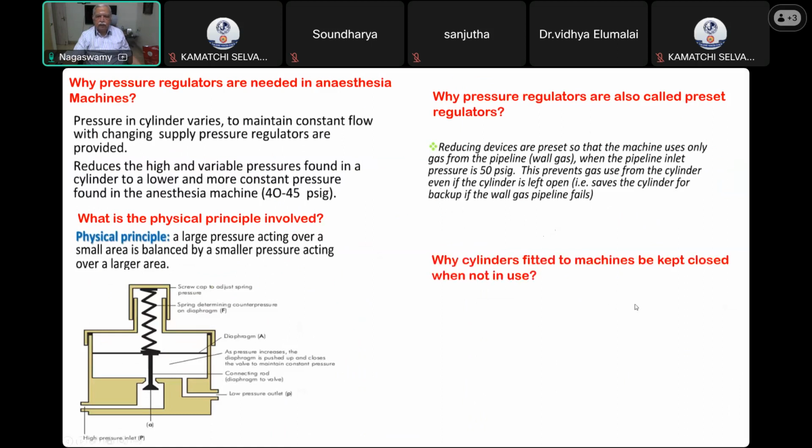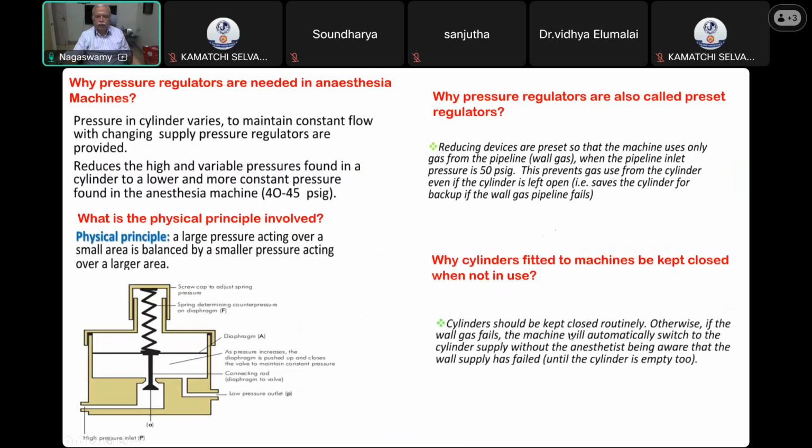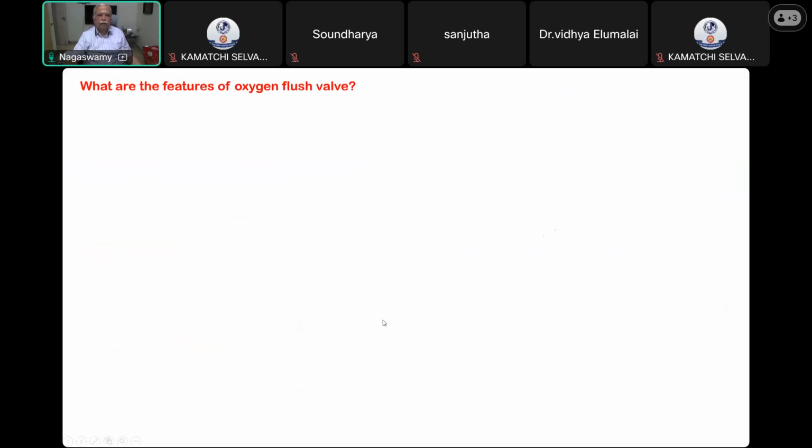Why should cylinders fitted to the machine be kept closed when not in use? That's the reason I have already told you. Cylinders should be kept closed routinely. Otherwise, if the pipeline gas supply fails, the machine will automatically switch to the cylinder supply without the anesthetist being aware that the pipeline supply has failed until the cylinder is also empty. So that is the reason why you keep the cylinders always closed. Once the pipeline supply starts dwindling, the oxygen failure alarm will start because the pressure drops, and only then should you open the cylinder. That is one of the questions they may ask you in the exam.